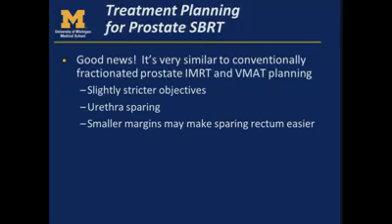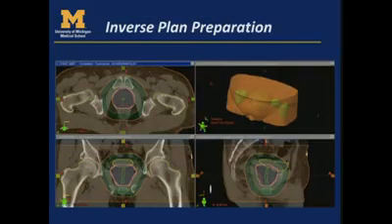You do need to employ urethra sparing, so that's something your dosimetrist will have to learn. And if you have smaller margins, it may actually make sparing the bladder and rectum a little bit easier, but that goes along with having tighter dose limits on those structures. This is just an example from our clinic of one of our SBRT prostate patients and the prep that the dosimetrist goes through to set these up.